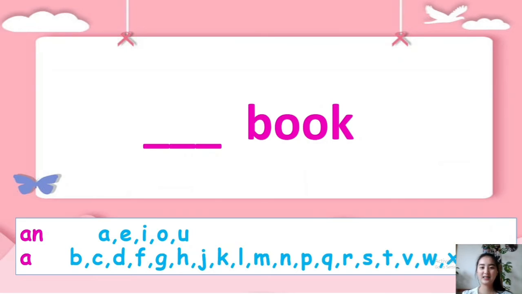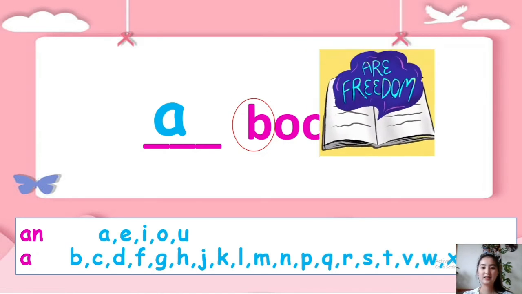Great! Next, how about this one? A book. Okay, so book starts with letter B. That's why we use a. Very good.